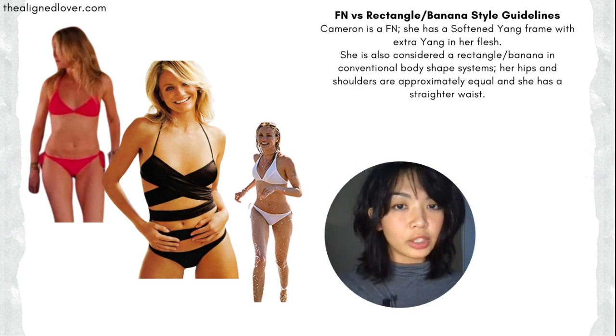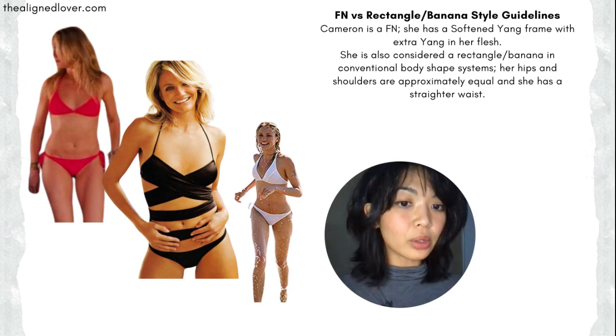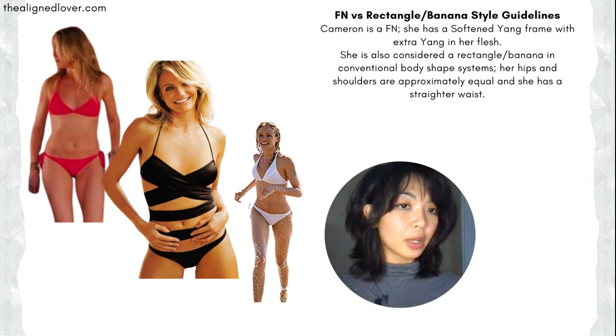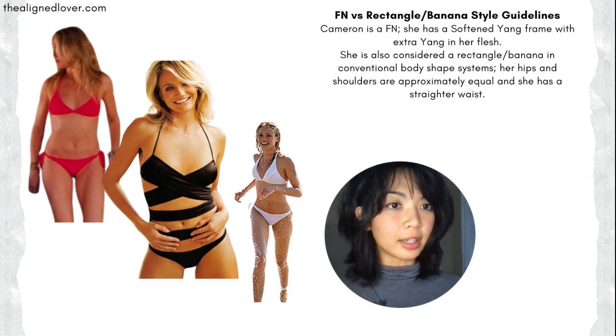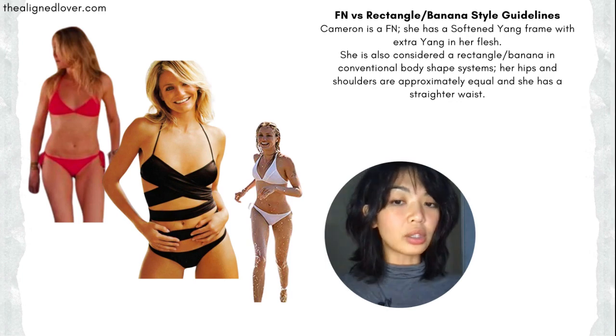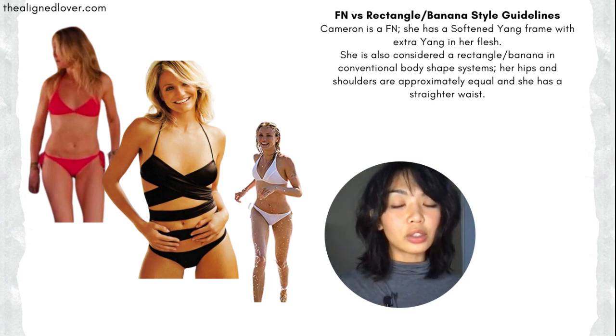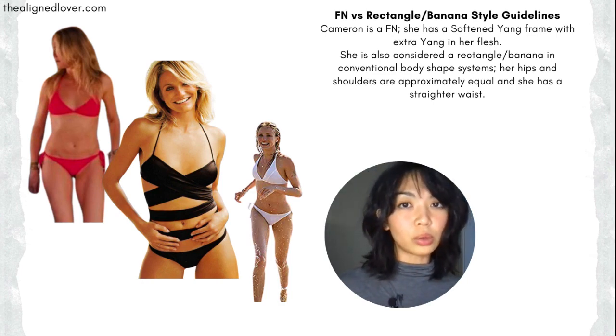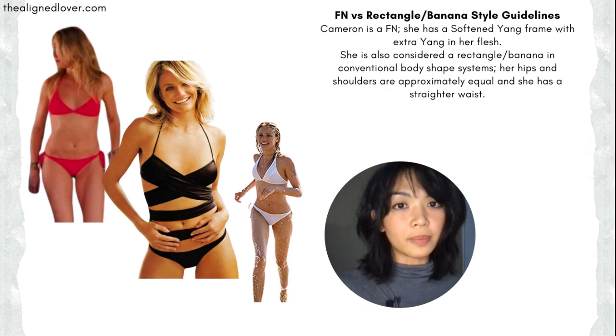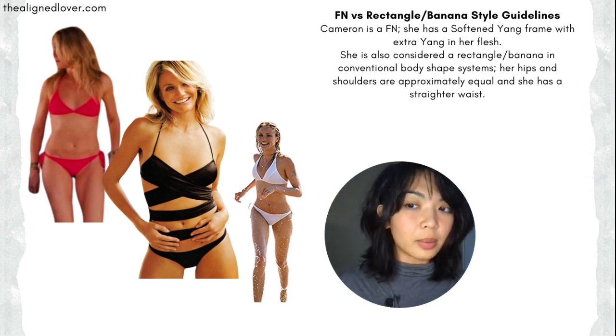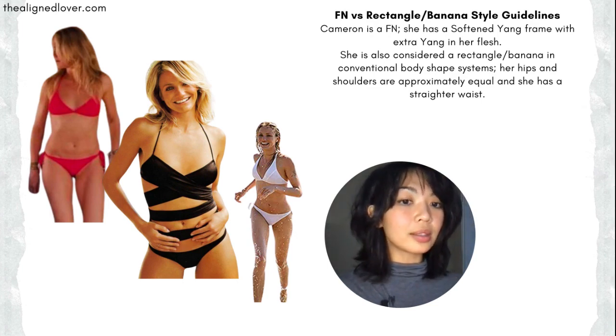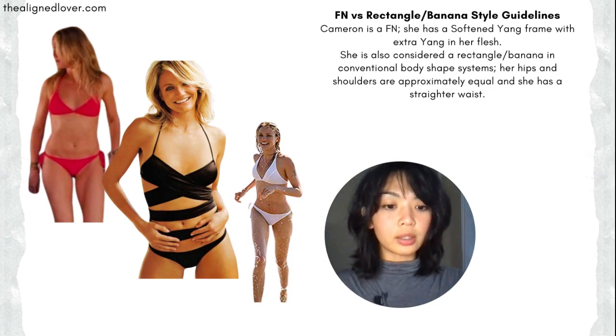So for Kibbe, she is a flamboyant natural, meaning she has a softened yang frame, which is dominated by broadness, elongation, bluntness, and width. And she also has that extra dose of yang in her flesh. She is quite lean and straight and more muscular as opposed to a little bit more soft and fleshy. In the conventional body type theory, she is a rectangle or a banana, meaning she has approximately similar width between her shoulders and her hips, and her waist is relatively straight.